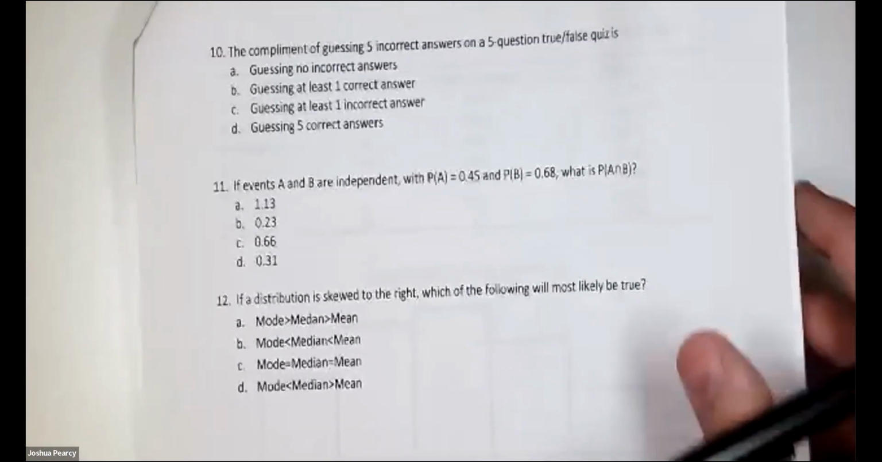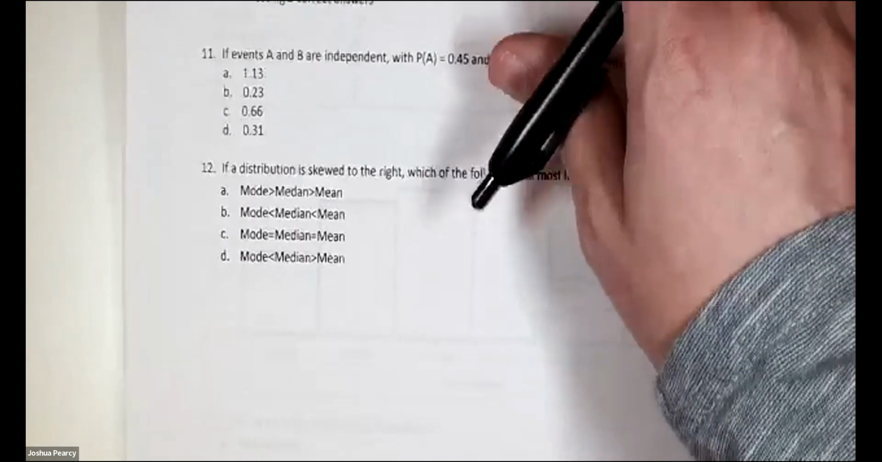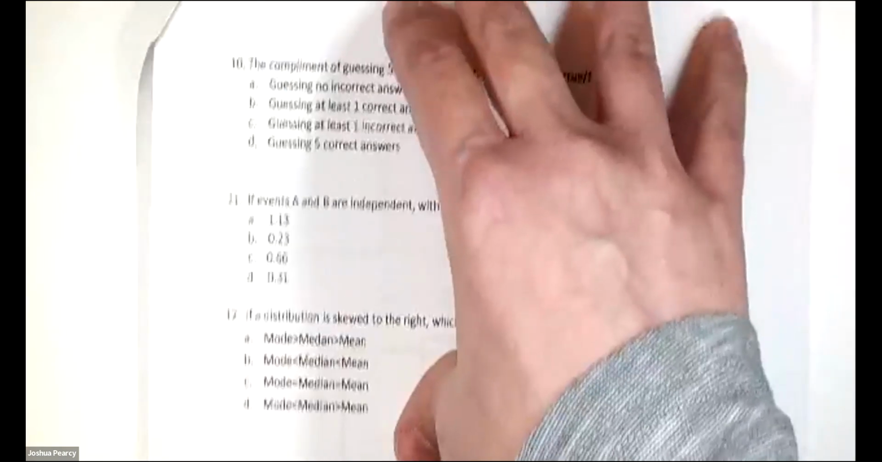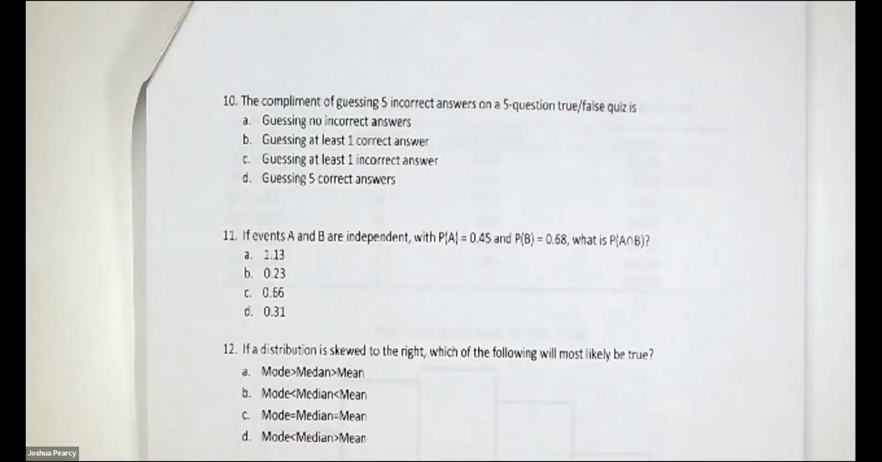Oh, did I talk about this? No, I did not. So we will do it now. So I guess let's look at 10 and 11 real quick. The complement of guessing 5 incorrect answers on a true and false quiz is what? So it's saying, what's the opposite of getting everything wrong? Close. Yeah, getting at least one right. So getting at least one correct answer, so B.